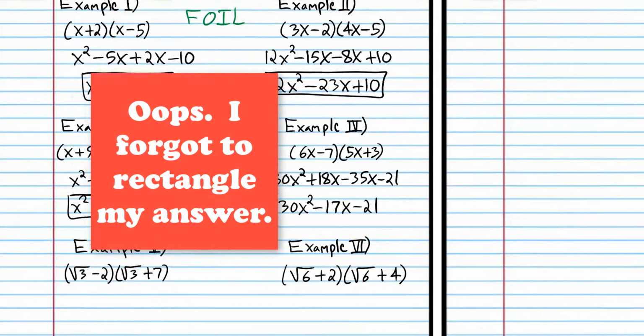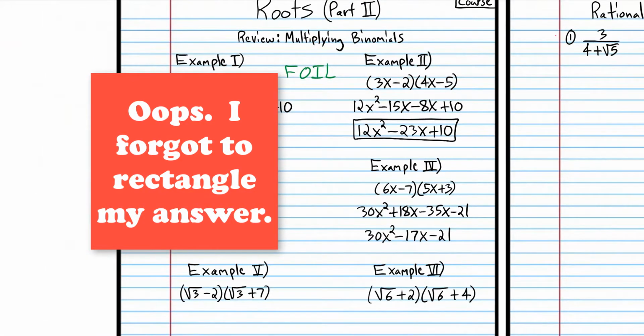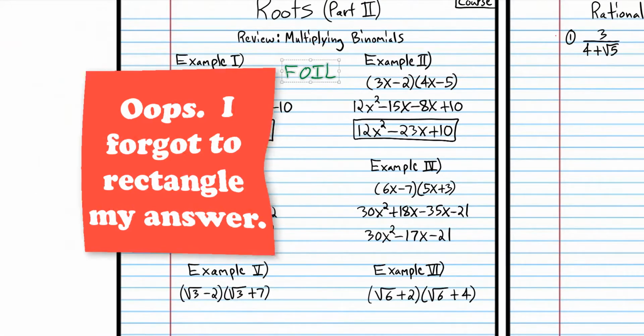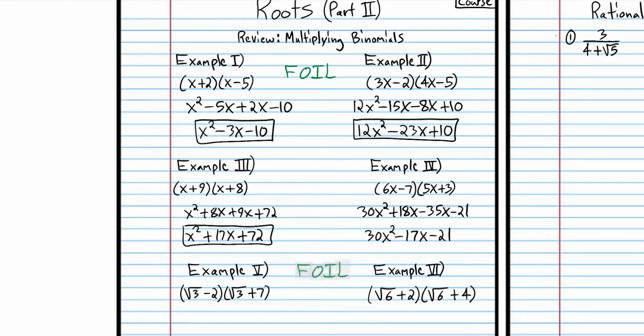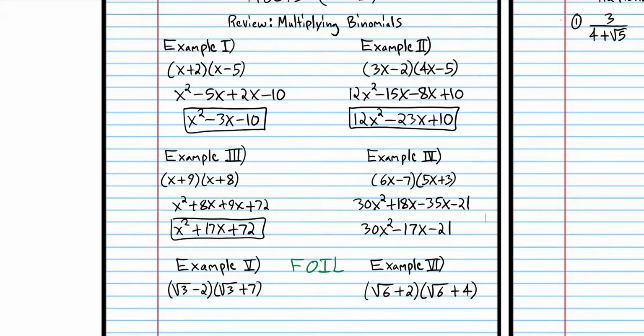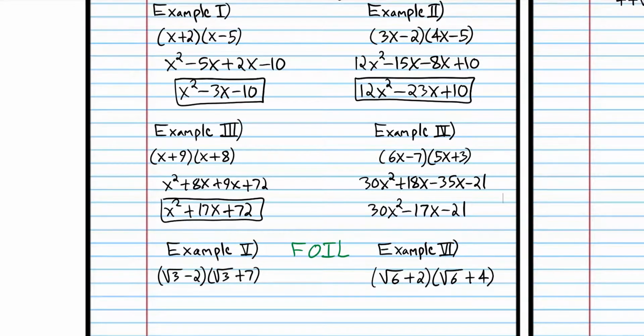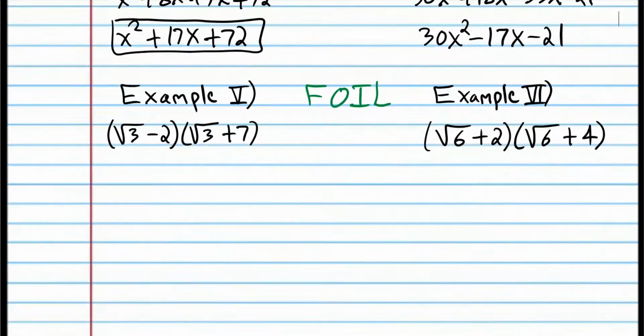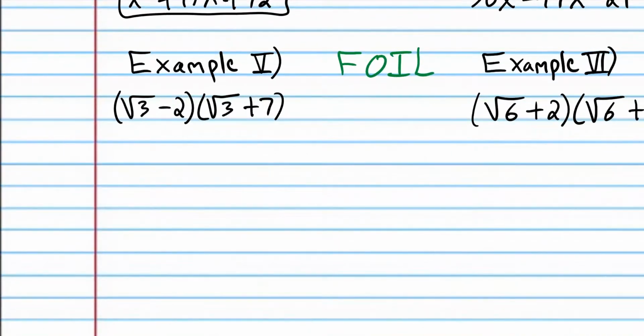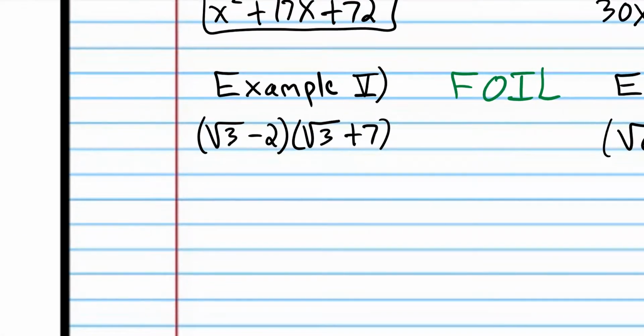Okay, so now we're going to take that FOIL acronym, that knowledge that we have of multiplying binomials, and we're going to apply it to expressions with roots. So we have a binomial here, and we have a binomial here. And we're going to multiply those just like we did before. The only difference is now we have square roots. So it's no big deal, same thing that we did in the last class.